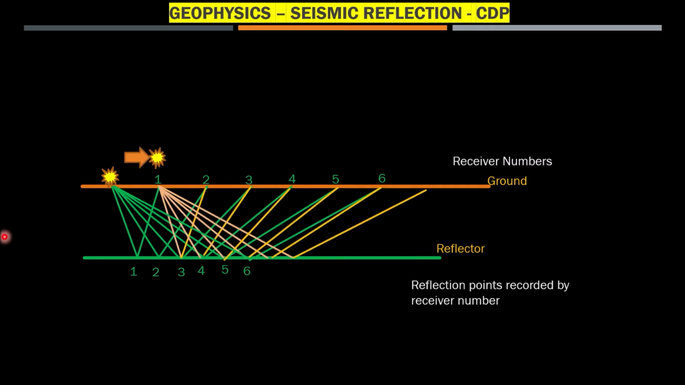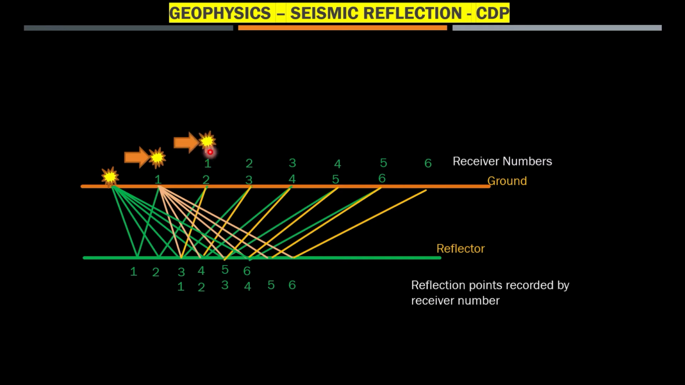They are received by receivers 1, 2, 3, 4, 5, 6. If now, in the next step, we move our source to the receiver point 1 and blast it, we get another array of waves marked in yellow. Now what happens due to this new array of waves? If you see it carefully, you'll find that at these points, at receivers 3, 4, 5, and 6, we get two reflection waves at the same point, at the common depth point.